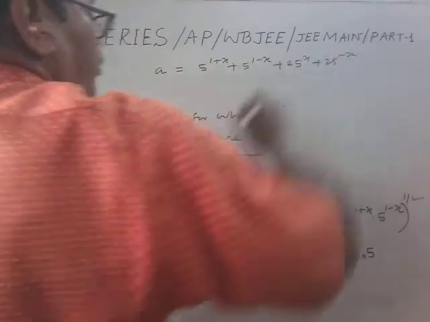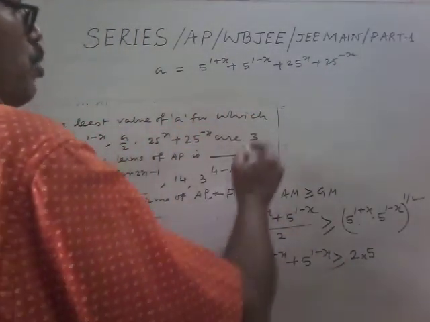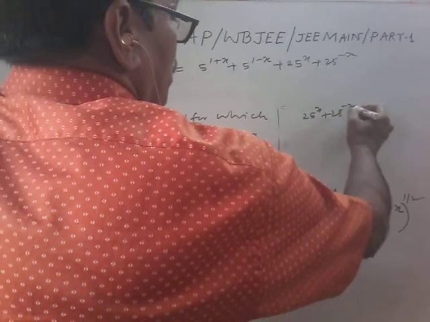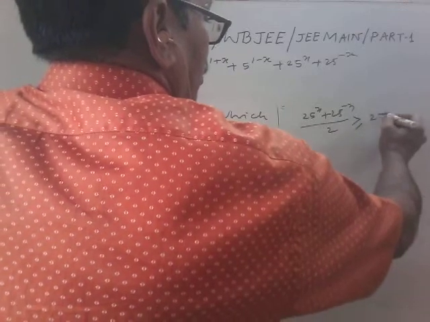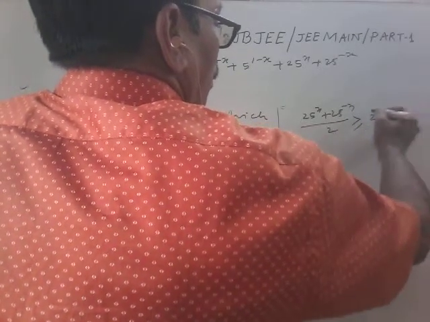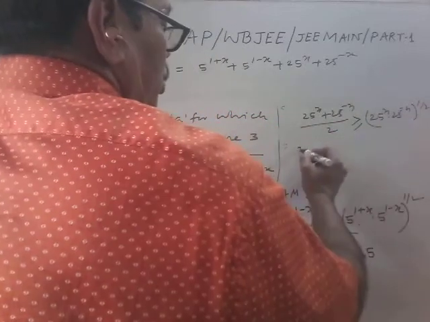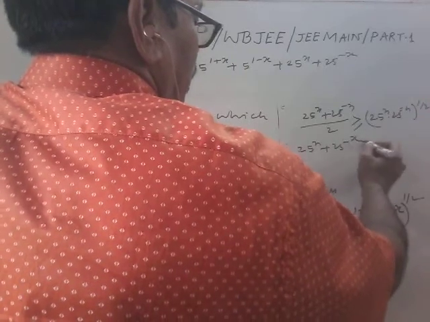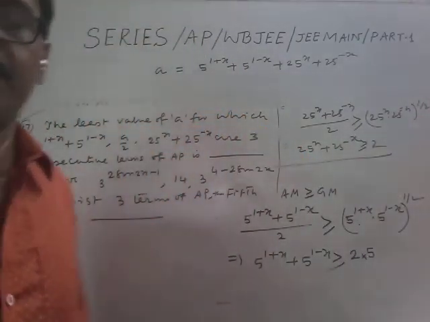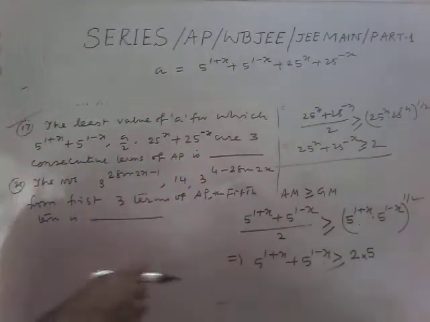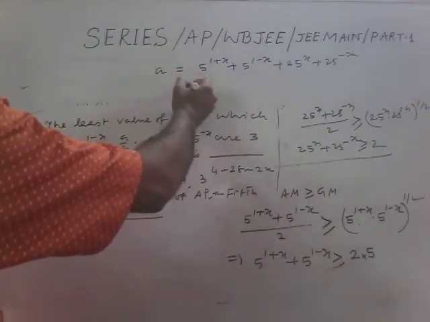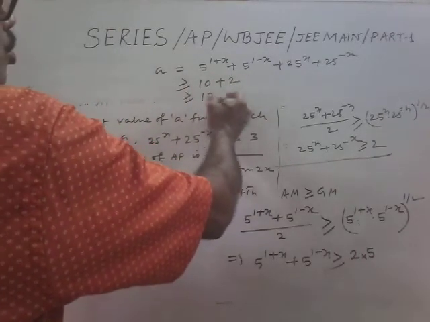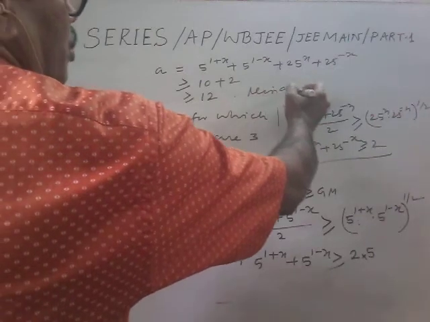And for this one, again if we use AM greater than GM, look, 25 to the power x plus 25 to the power minus x by 2 greater than or equal to the product whole to the power half. So 25 to the power x plus 25 to the power minus x is greater than or equal to 2. So its minimum value is 2. So what is the minimum value of a? So this is greater than or equal to 10 plus 2. So a greater than or equal to 12. So minimum a equals 12.